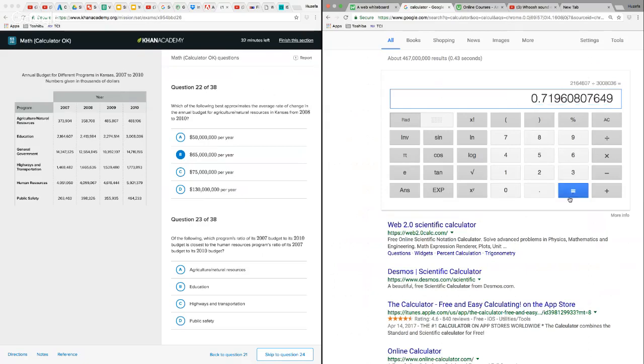3008036. That's pretty good. And then let's try agricultural natural resources, 373904 divided by 488106. That's not as close. And then what was the other one I said? Maybe. No, none of these are as good. So this one's not good either. So we're going to go with, what did I say? Education.